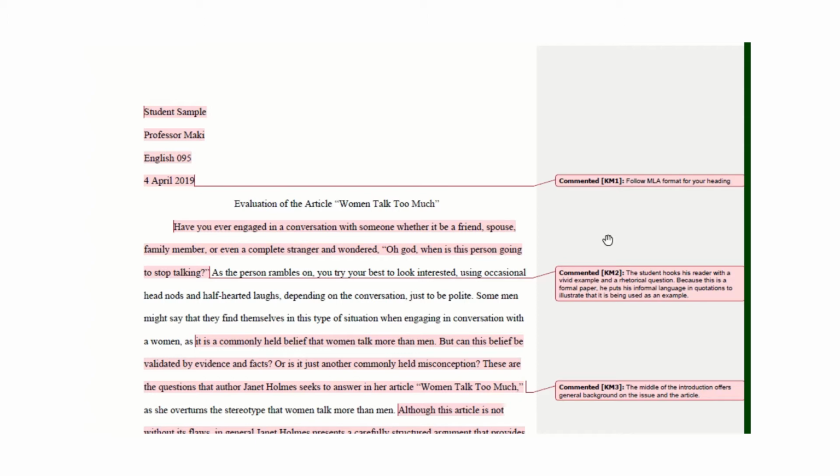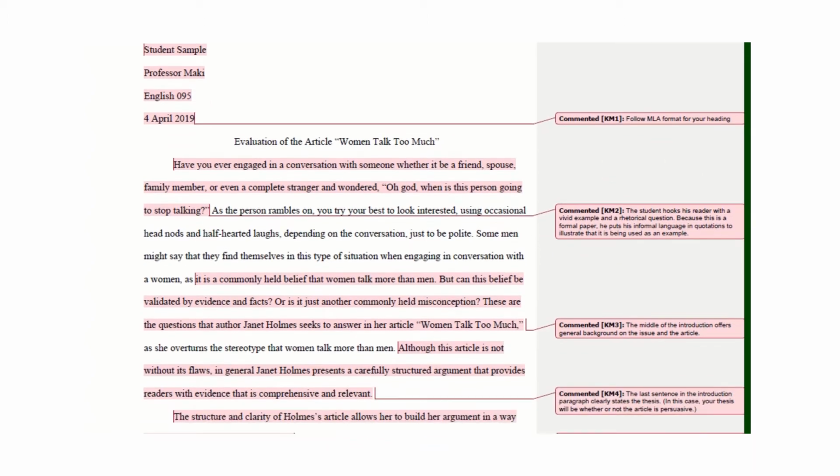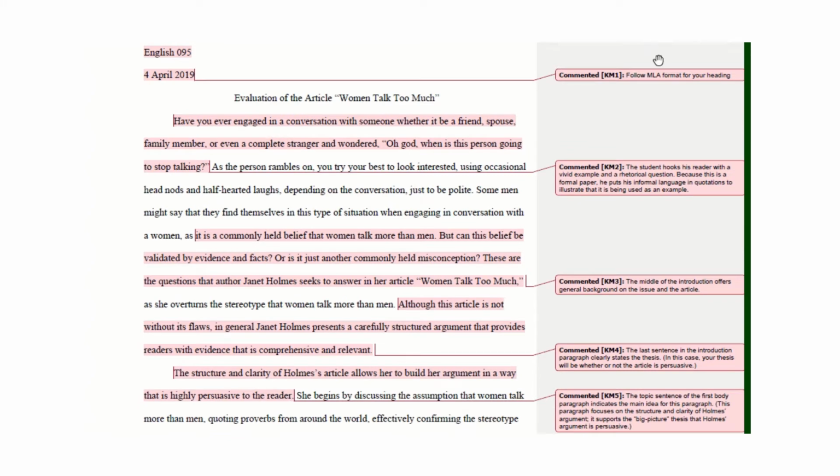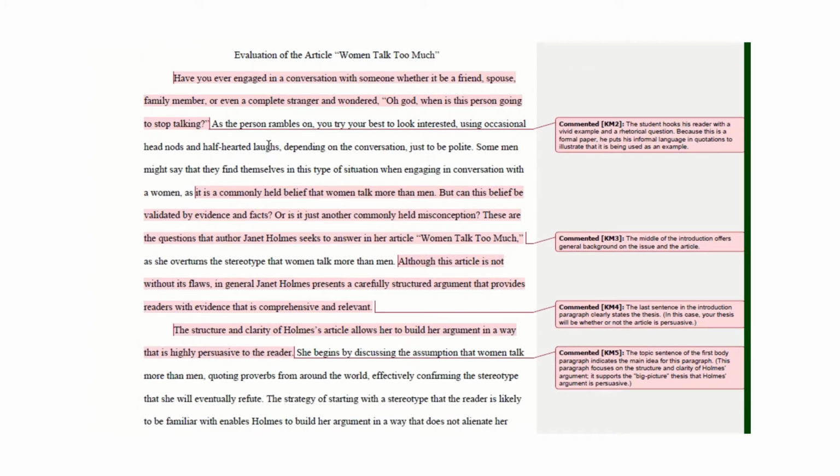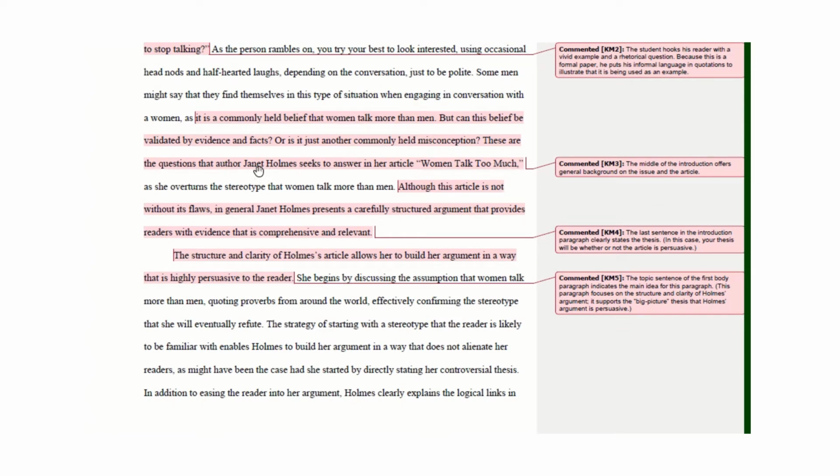So you want to start off your introduction with a hook, and a hook can be a rhetorical question as it is here. Later on in the intro, you're going to connect the hook to what the article is about. So you want to introduce the article, introduce the author, first and last name, and also include the article. For example, this student writes, these are the questions that author Janet Holmes seeks to answer in her article, Women Talk Too Much. You can do something similar for your particular article that you've been assigned, which is Students Can't Resist Multitasking.